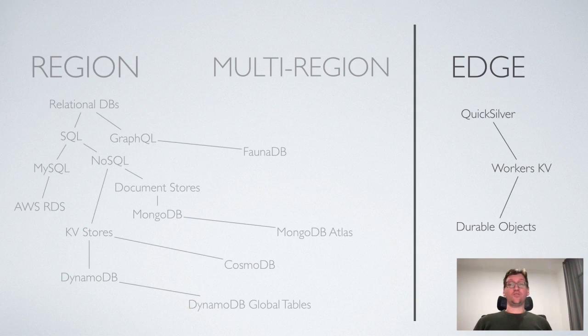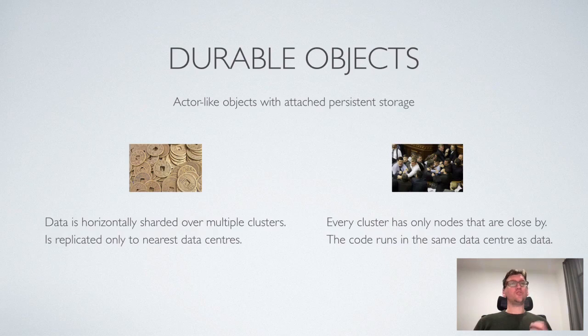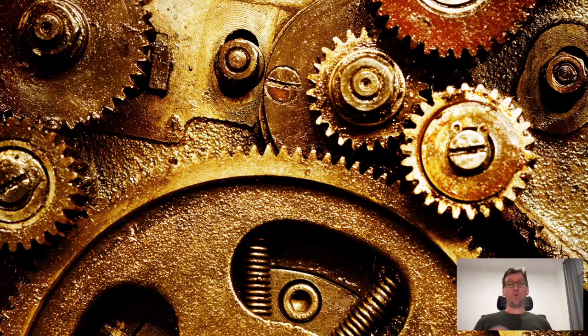And then we get to Durable Objects. And this is where things get really interesting. Because Durable Objects are the new thing in town. They are actor-like objects with attached persistent storage. This sidesteps the money problem by sharding the full data set over multiple clusters. And those clusters are spread out all over the world. A cluster is made up of a small number of close-by nodes, which is also what helps it solve the consensus problem.